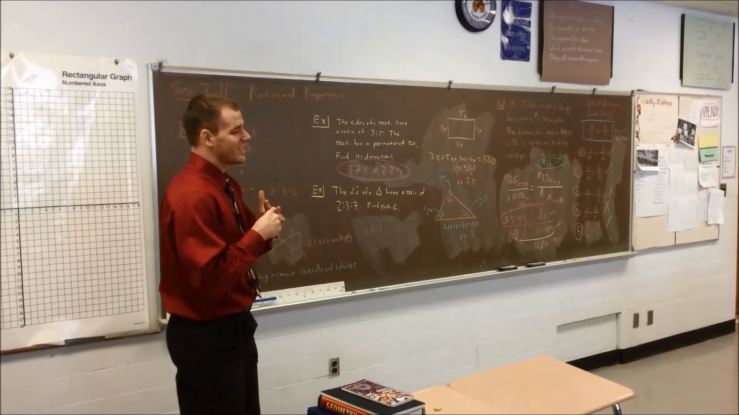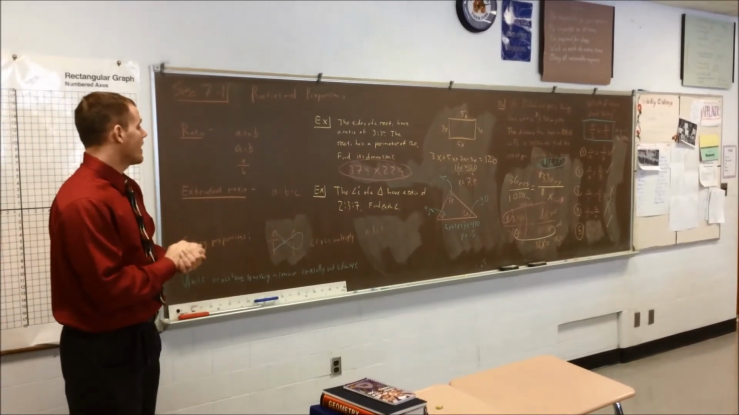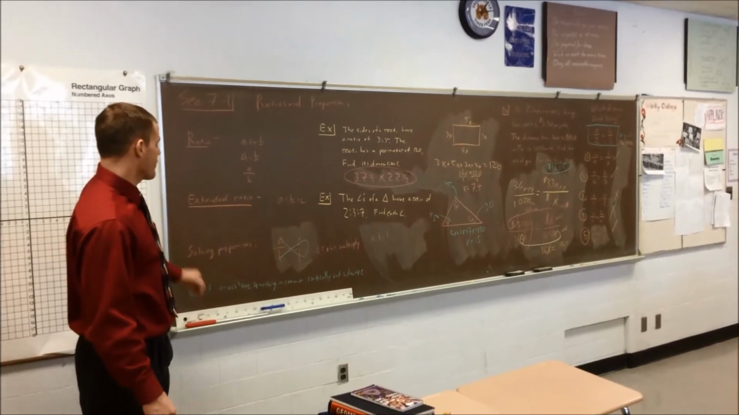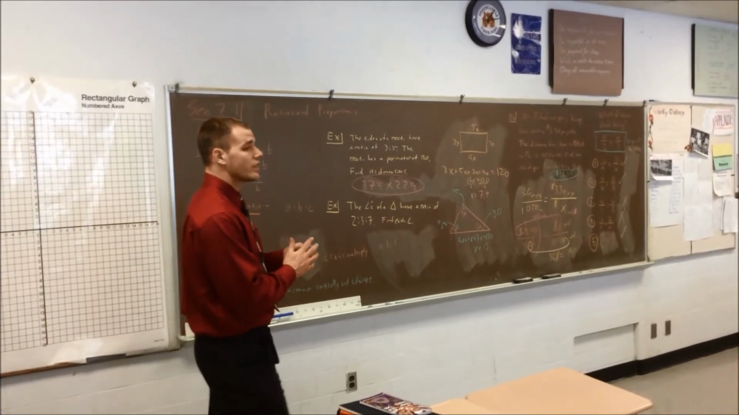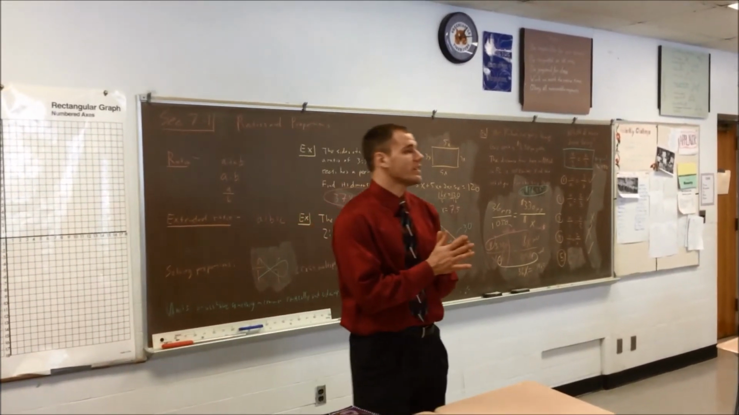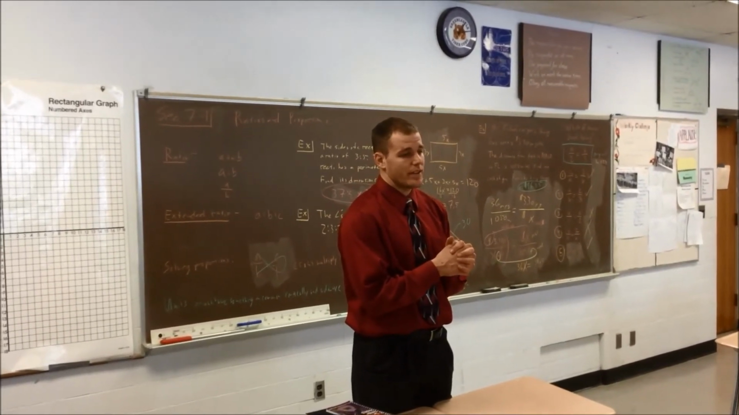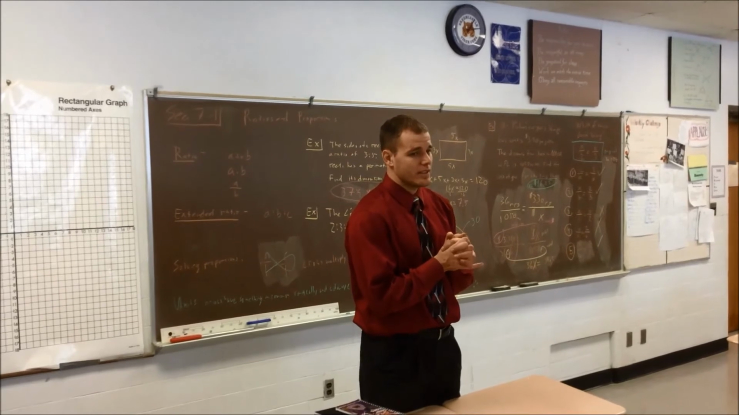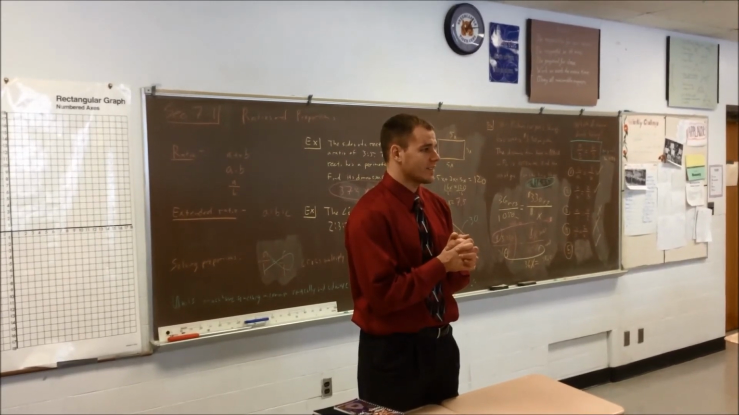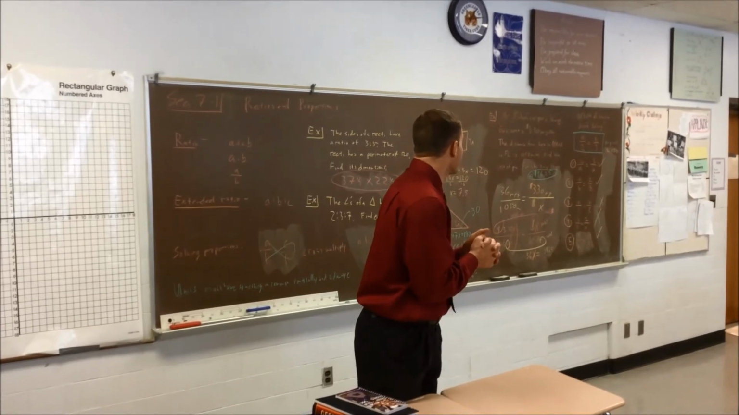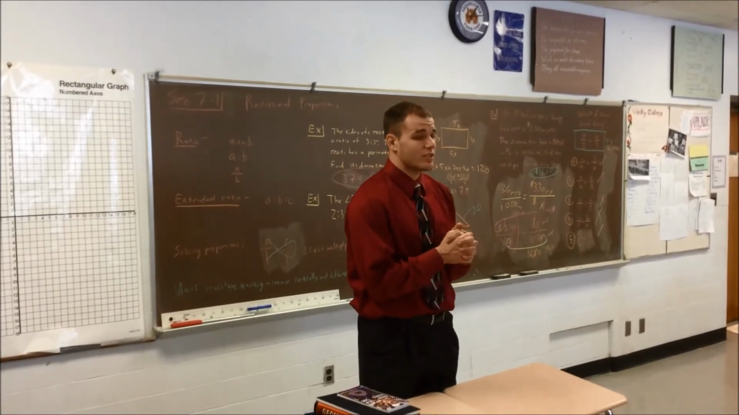Okay. All right, so this is just a review of ratios, extended ratios, solving proportions. Your homework is section 7.1, numbers 1 through 9. Numbers 1 through 9, you can probably get that done in class. And you have to start it in class. You have about 15 minutes. Go ahead and begin.